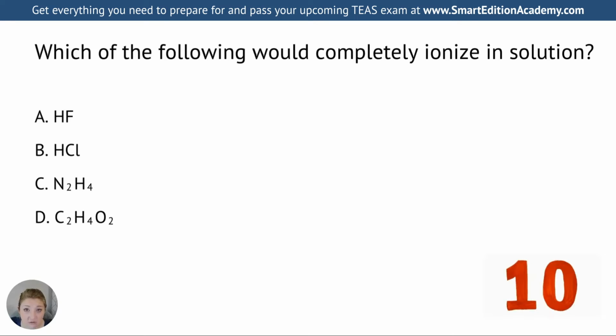HF is hydrofluoric acid, and HCl is hydrochloric acid. Which of these is going to be a strong acid? And that is going to be hydrochloric acid. Hydrochloric acid is one that would be very good to memorize. It's used quite often in examples and in questions because it is very common, and is a perfect example of a strong acid that would completely ionize in water. So if you had answer B down, that is correct.